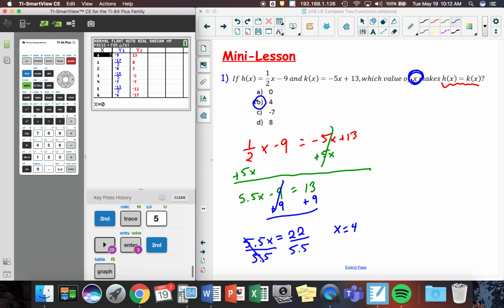Alright, so I see some weird numbers here. I want to see when they're actually equal to each other. So the first one is 0. I look at 0, I see that when I plug in 0, I get negative 9 and 13, they're not equal to each other. I look at 4, and I see negative 7 and negative 7. So that seems like it's the right answer. If I scroll up to negative 7, I don't get the same answer. And if I scroll down to 8, I don't get the same answer as well. So I know that my answer is 4.